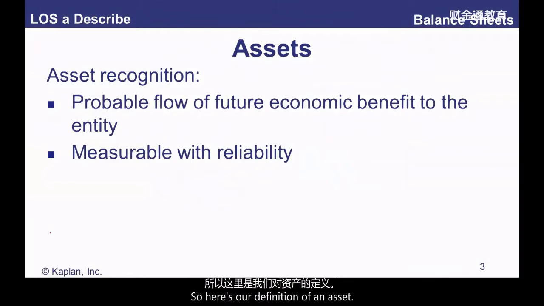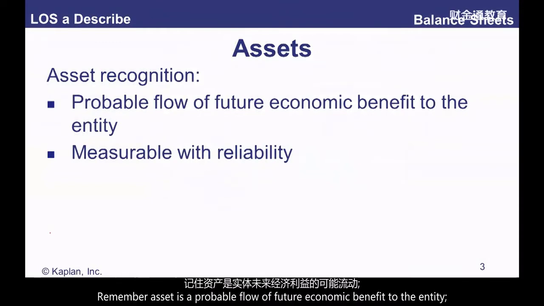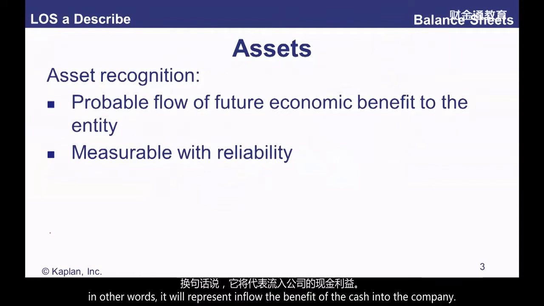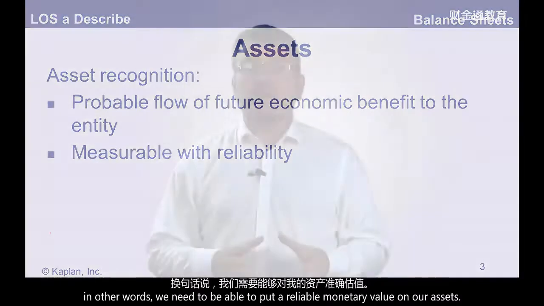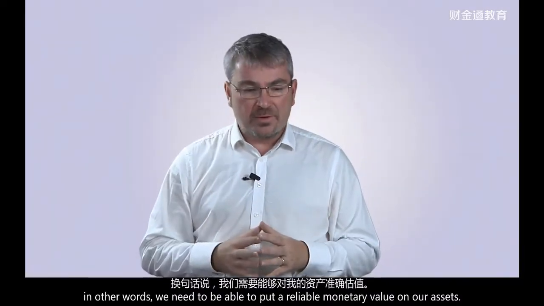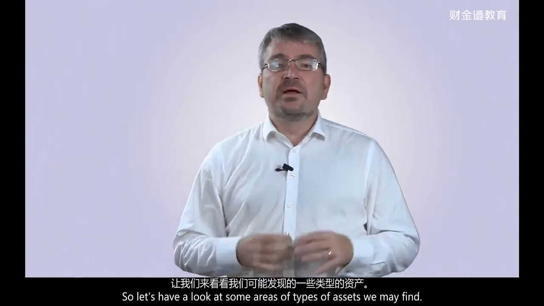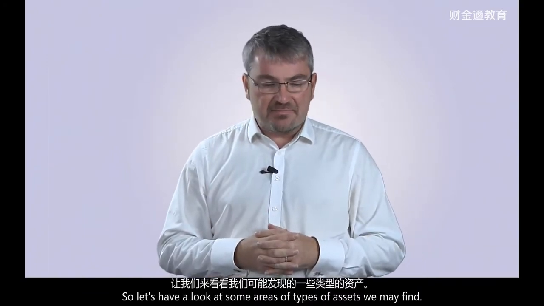So here's our definition of an asset. Remember, an asset is a probable flow of economic benefit to the entity. In other words, it will represent inflows of benefit, often cash, into the company. Notice our second bullet point there, measurable with reliability. In other words, we need to be able to put a reliable monetary value on our asset. So let's have a look at some various types of assets we may find.